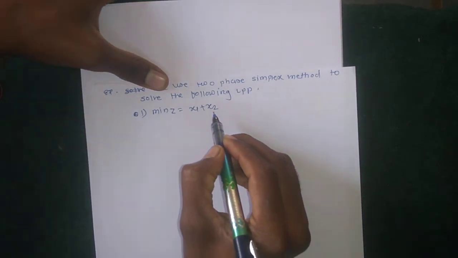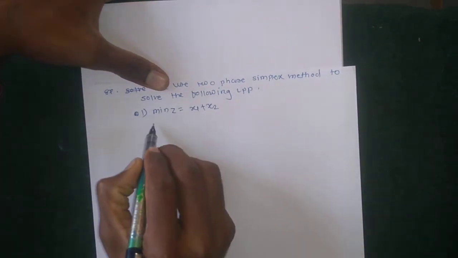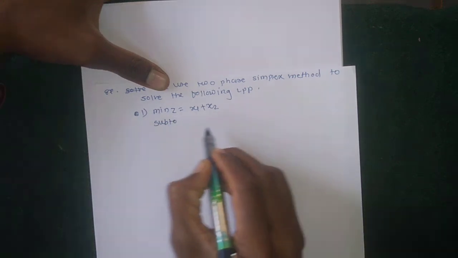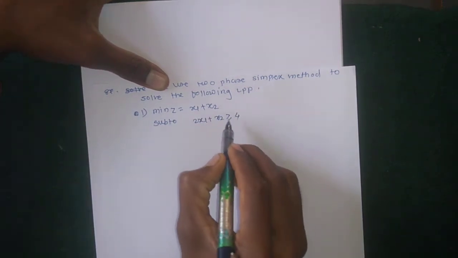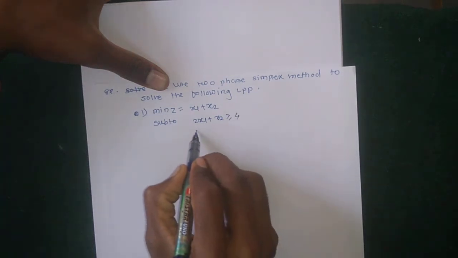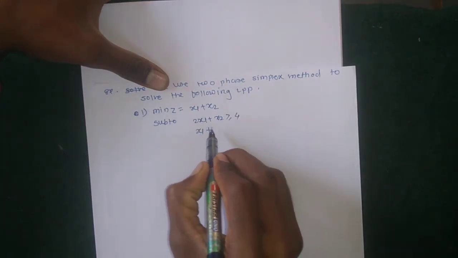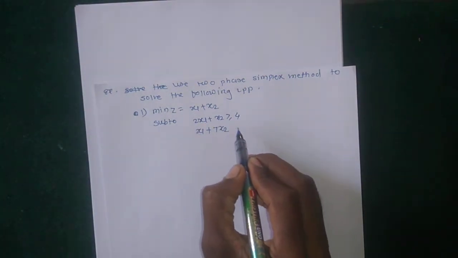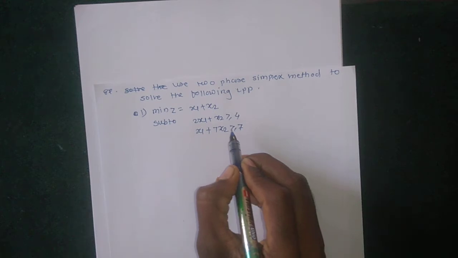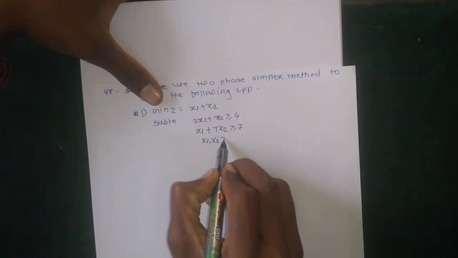Minimum z is equal to x1 plus x2, subject to constraints 2x1 plus x2 greater or equal 4, and next constraint x1 plus 7x2 is also greater or equal 7, and non-negative condition x1 and x2 are greater or equal 0. So we solve it by using the two-phase method.